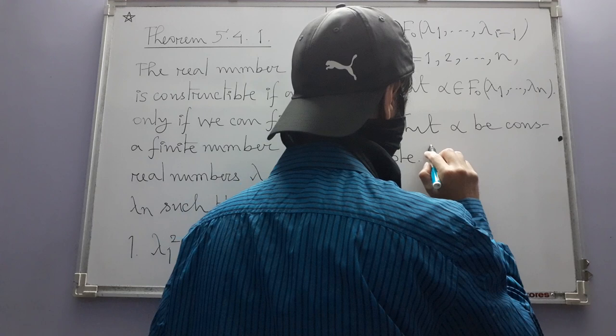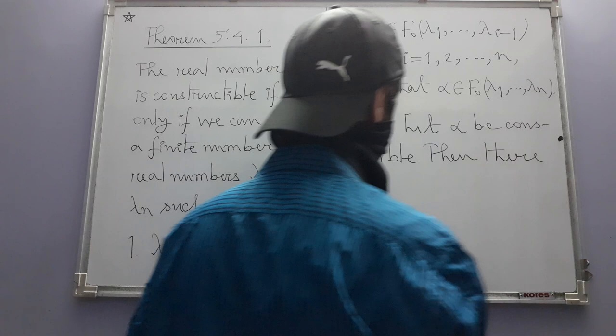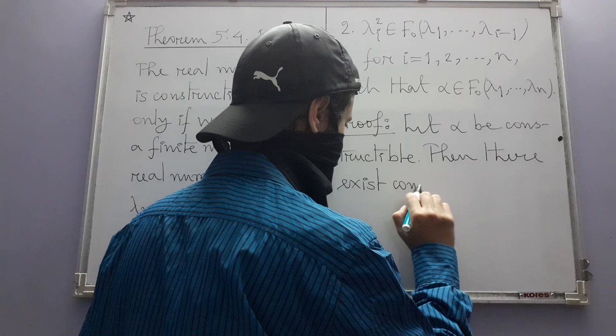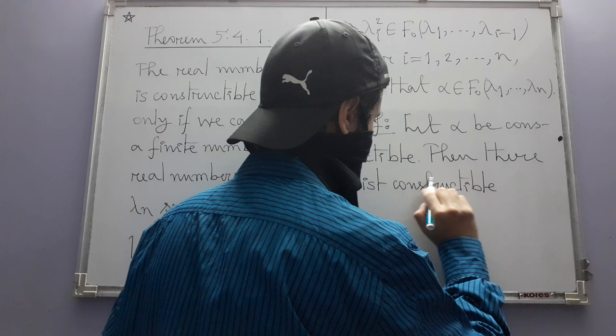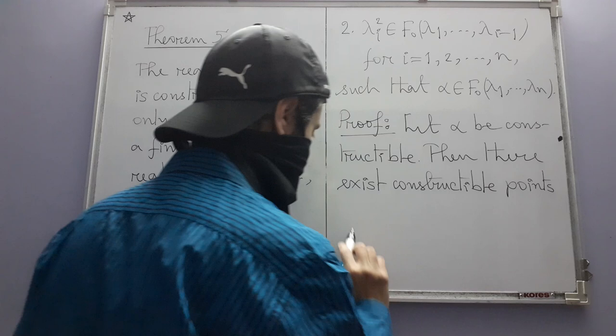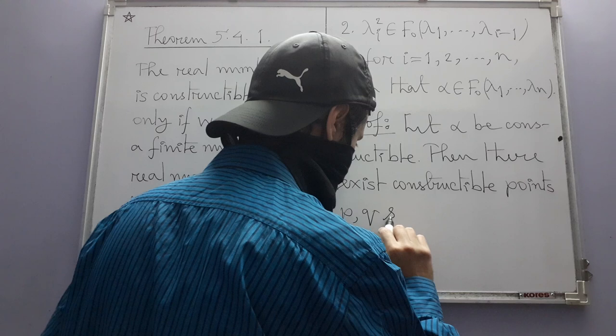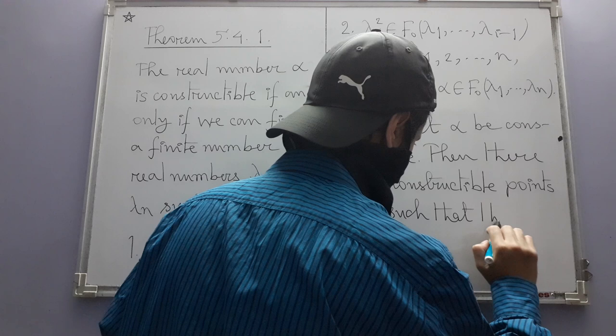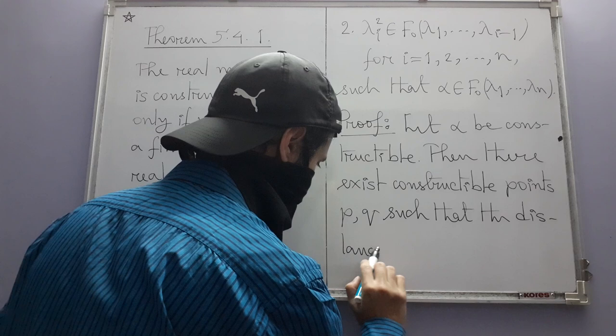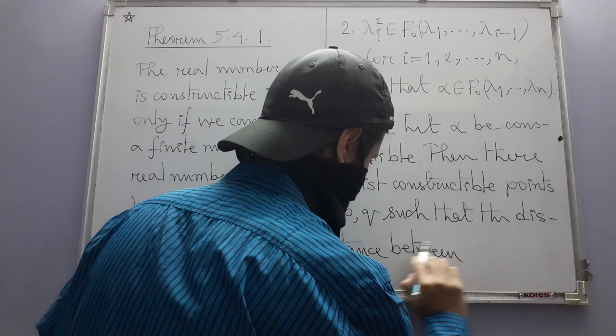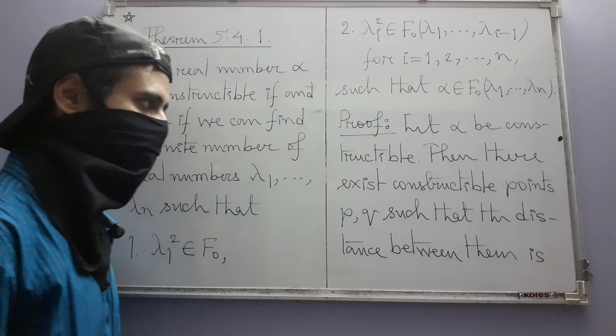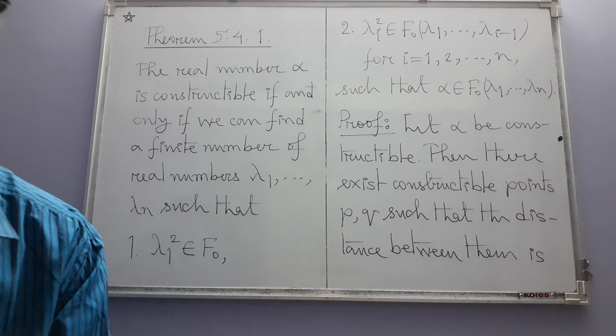Then there exist constructible points P and Q such that the distance between them is the absolute value of alpha. And here we are just using the definition of a constructible real number, nothing else.